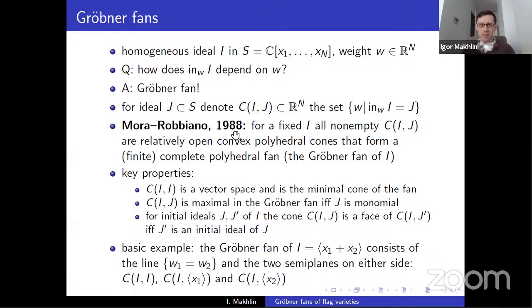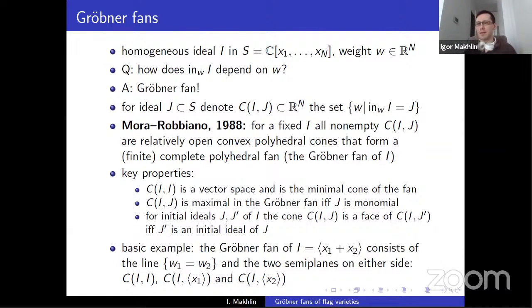Now, in an '88 paper, two Italians, I think they were computer algebraists, discovered this very nice structure, the Gröbner fan. The main statement here is that all of these equivalence classes, all of these Cijs, are polyhedral cones in our real space, and they're relatively open.